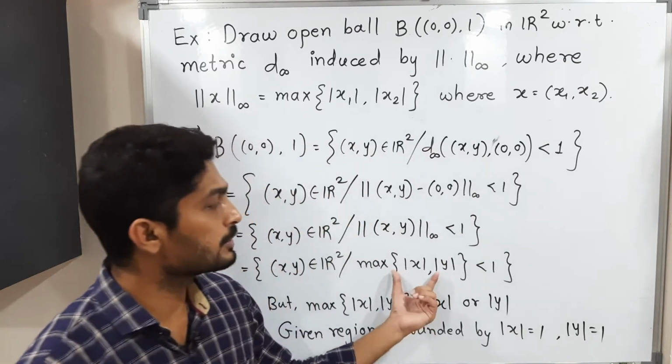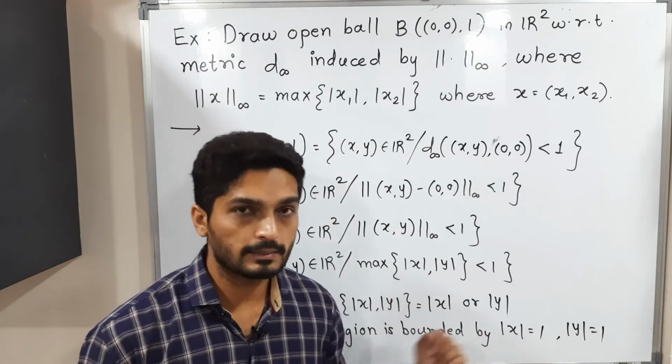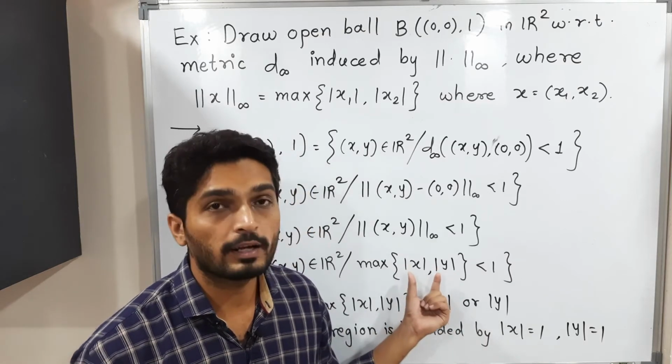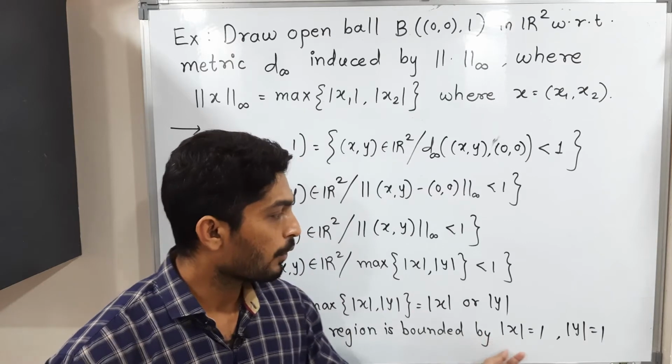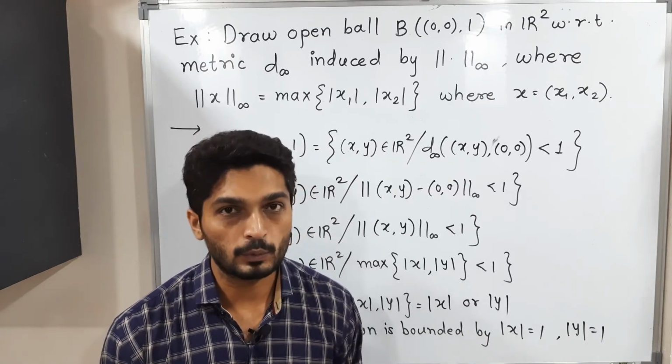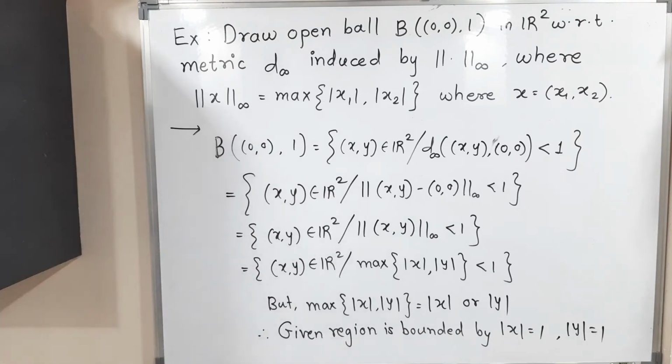So since its value is mod x or mod y, if it is mod x we will have mod x is equal to 1, and when it is mod y we will have mod y is equal to 1. So the region is bounded by mod x is equal to 1 and mod y is equal to 1. We will go further, but before that make a screenshot of it, and after that we will solve the problem.